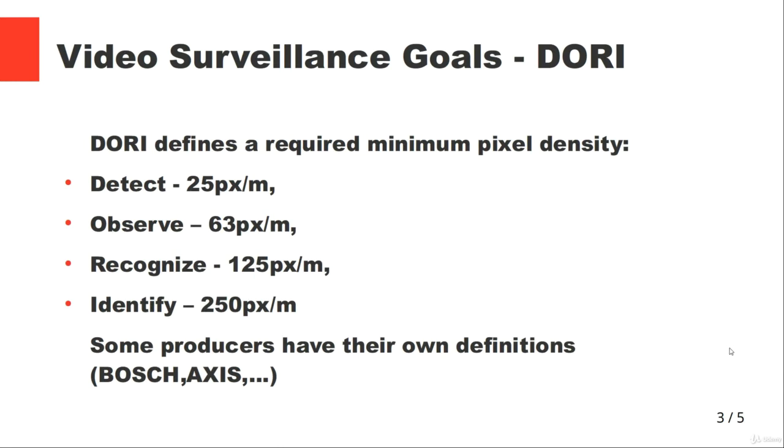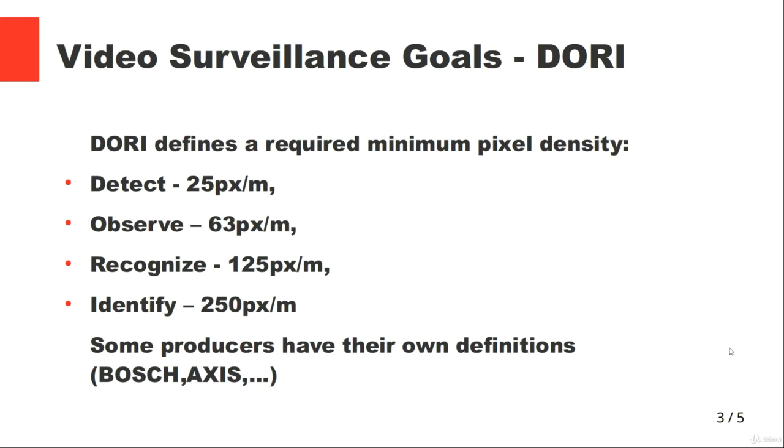And these are the required minimum pixel densities for each level. So the lowest is detect, it's 25 pixels per meter. And the second is observe, which is 63 pixels per meter. And then we have recognize, 125 pixels per meter. And then we have identify, 250 pixels per meter.